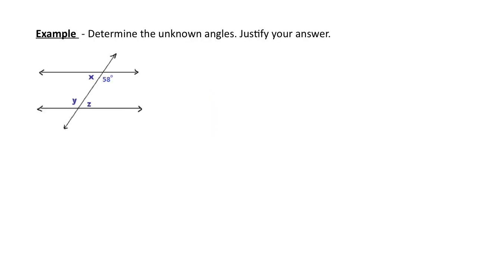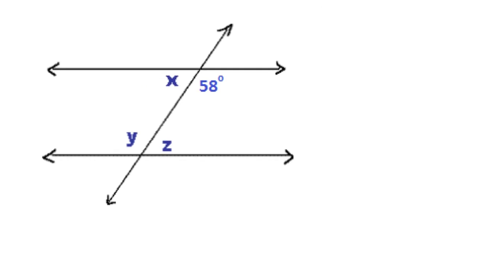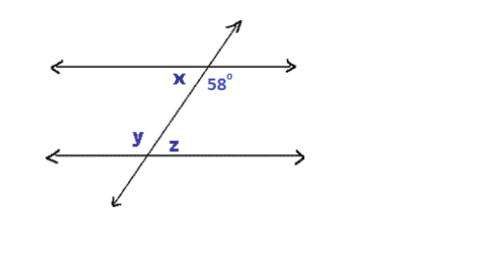So here is our final example. We need to determine the unknown angles. So we've got angle X, angle Y, and angle Z. And again, we're going to justify our answers. So if I go in a little bit closer, the first thing I notice is that I have a C pattern. There is a C in my diagram located where I'm highlighting in yellow. So that tells me that this 58-degree angle plus angle Z, together they should add up to 180.